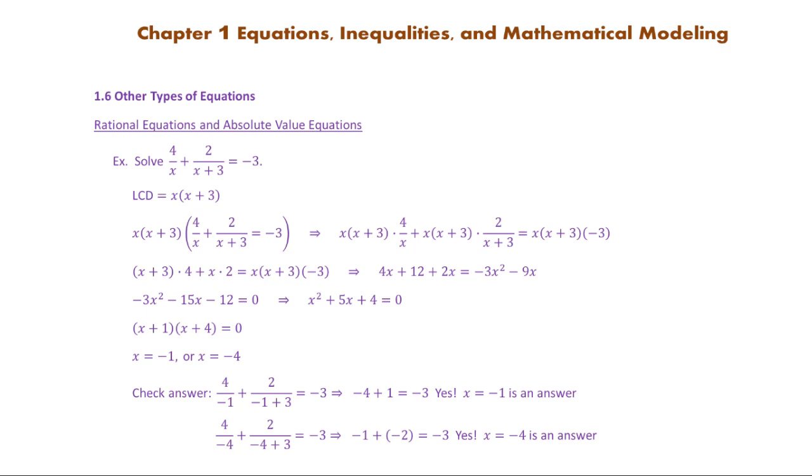Okay, let's do one more example about rational equations and absolute value equations. So this is another type of equation, a rational equation. That means you get rational functions in the equation. So it's not just fractions, but also the variable is in the denominator. Like in this example, we try to solve the equation 4 over x plus 2 over (x plus 3) equal to negative 3.